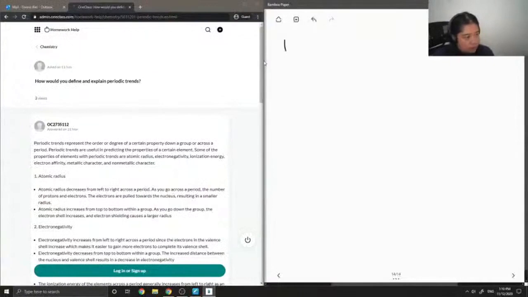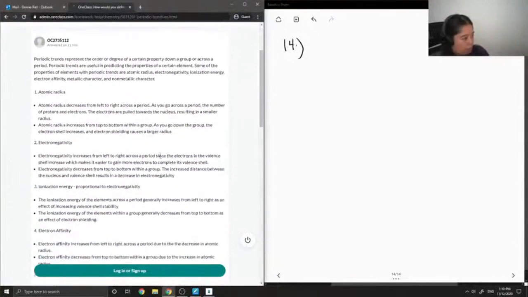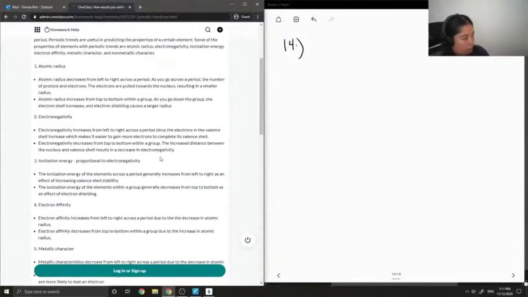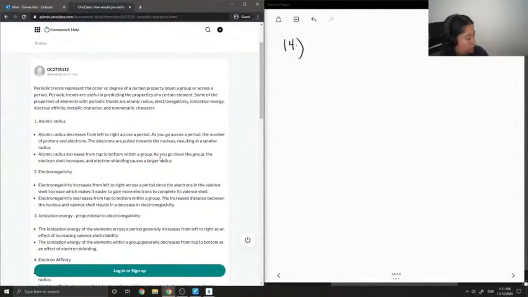Okay, so moving on to question 14. How would you define and explain periodic trends? So there are different types of periodic trends, but I'm just going to read out what the junior tutor said, just because it looks very well written.